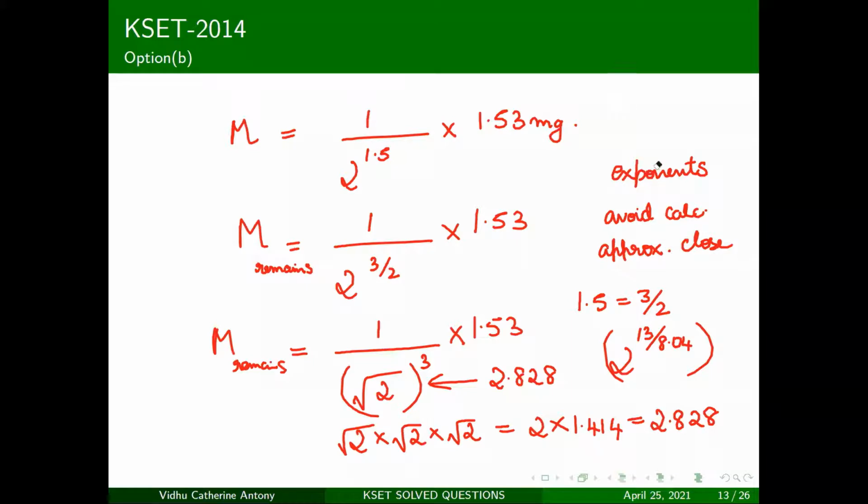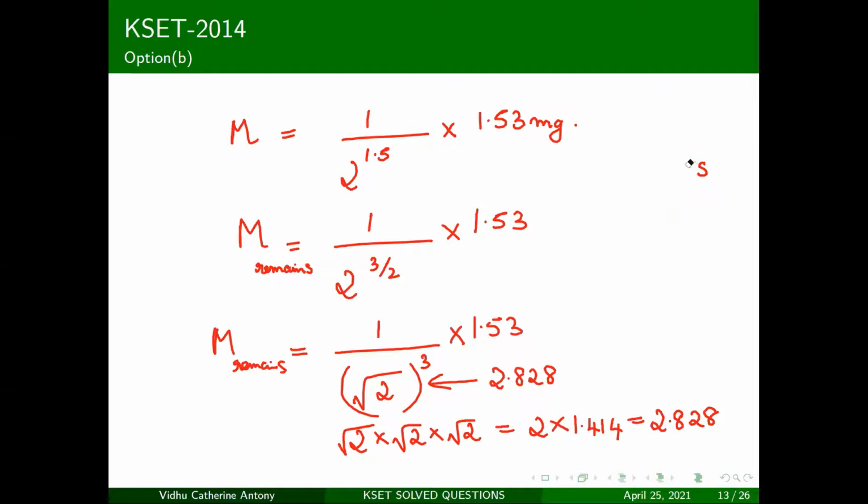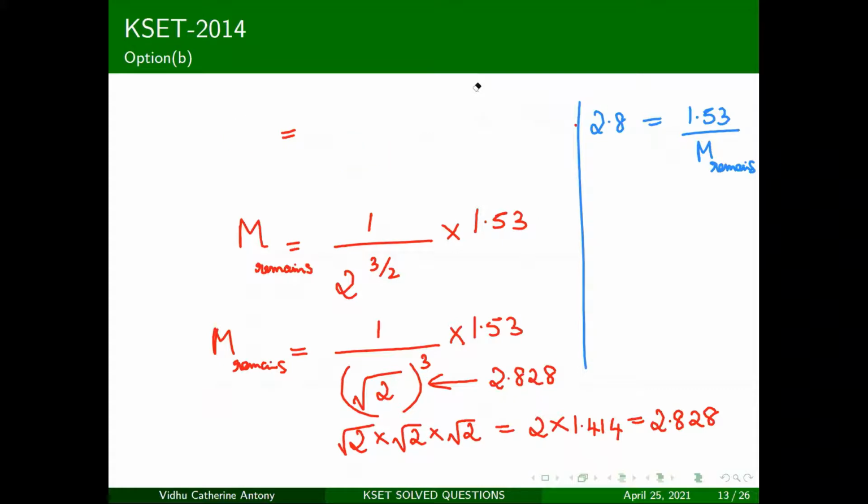So let me just erase all of this. Let me take a different color because I will be going back to it. So what you would have here is 2.8 is equal to 1.53 divided by mass that remains. And why are you doing this? So that's much easier to calculate the whole thing. Let me put that aside, and I will erase all of this.